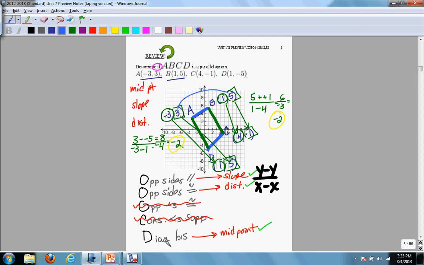Y minus y. 3 minus 5 is negative 2. X minus x. Negative 3 minus 1 is negative 4. So I get positive 1 over 2 for our upper slope, A to B. Let's check our lower slope, y minus y. I'm going to have 5 minus negative 1. That's 6. And 1 minus 4. That's negative 3.